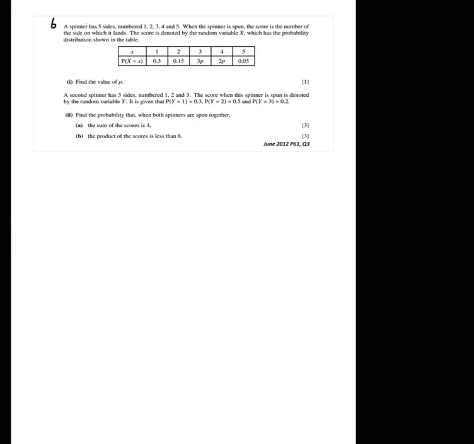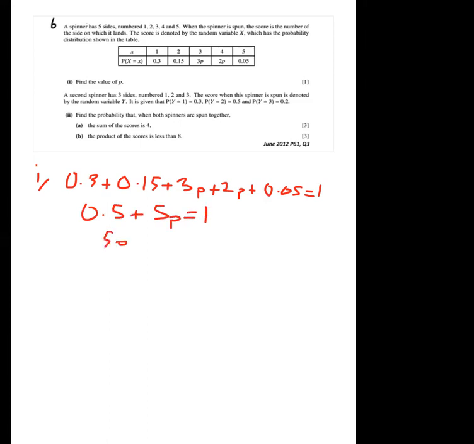For the first part, 0.3 plus 0.15 plus 3p plus 2p plus 0.05 should be equal to 1. So it's 0.3 plus 0.5 plus 5p equals 1. So 5p equals 0.5 and p equals 0.1. So p we found is 0.1, that is the first part, 1 mark.